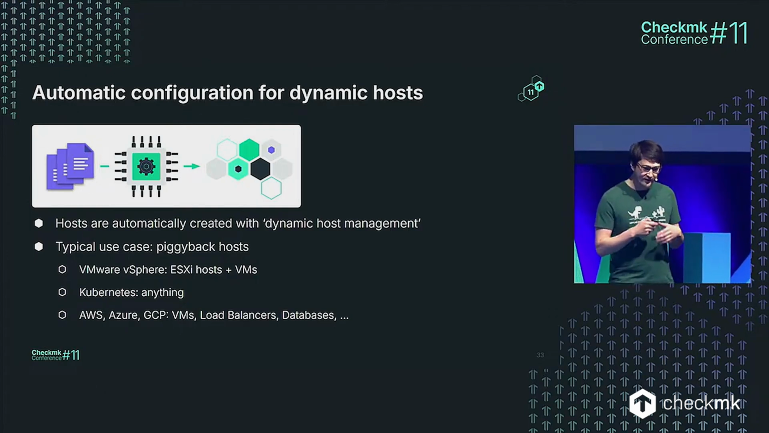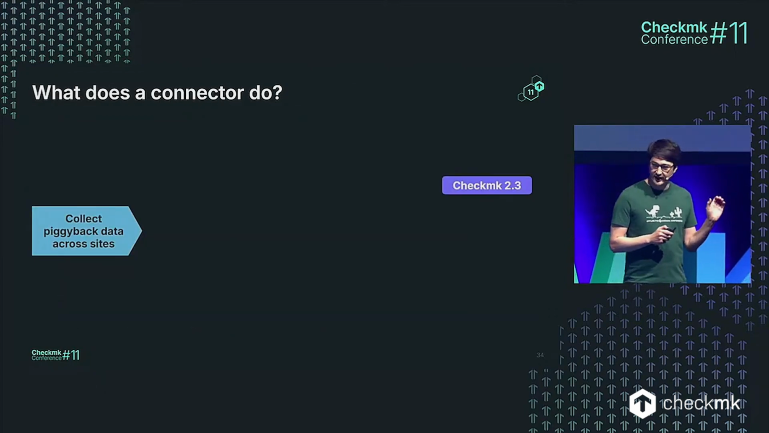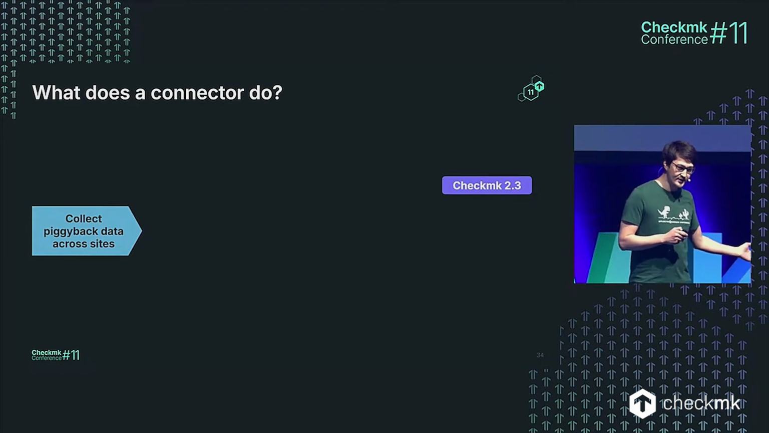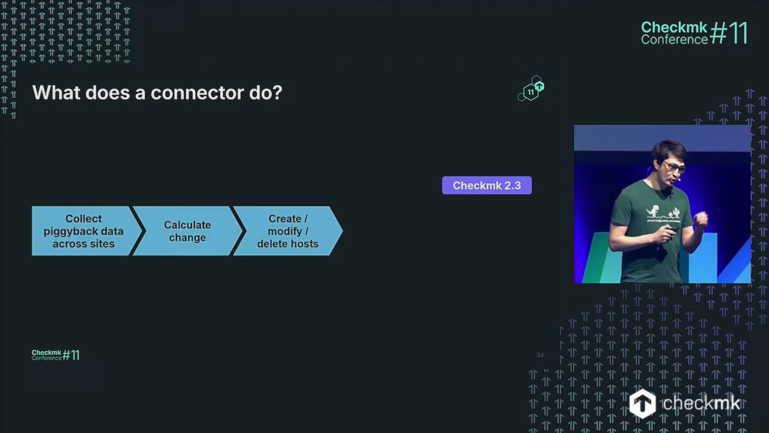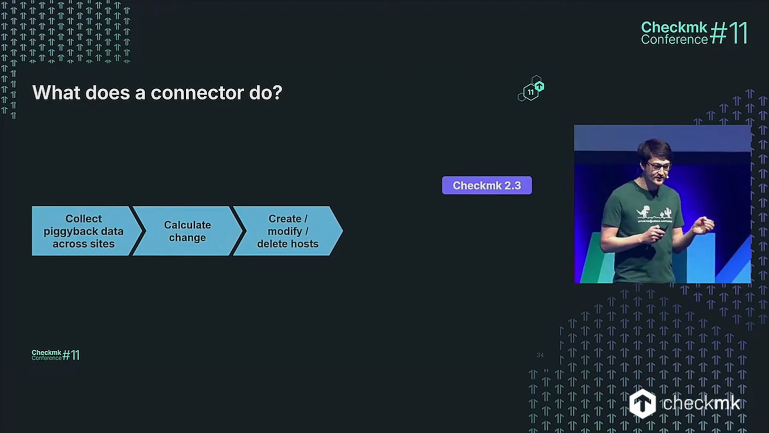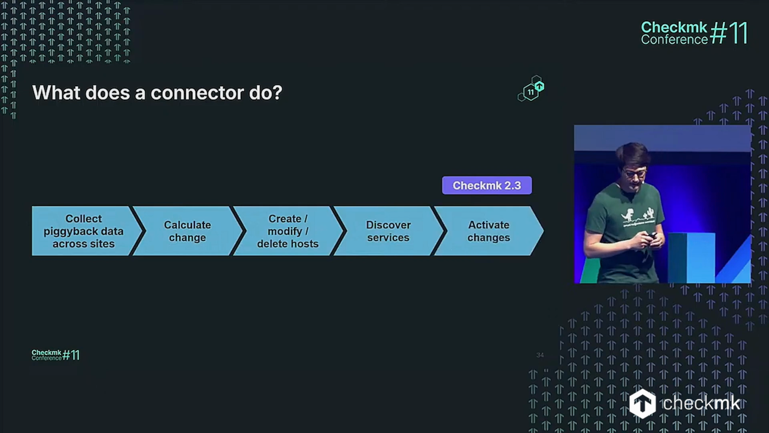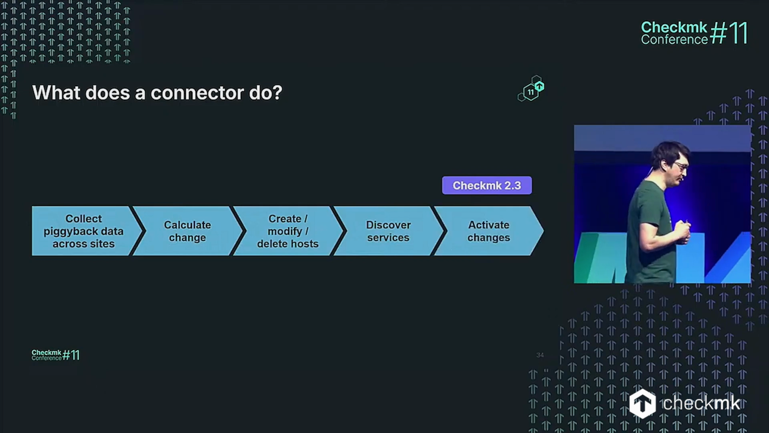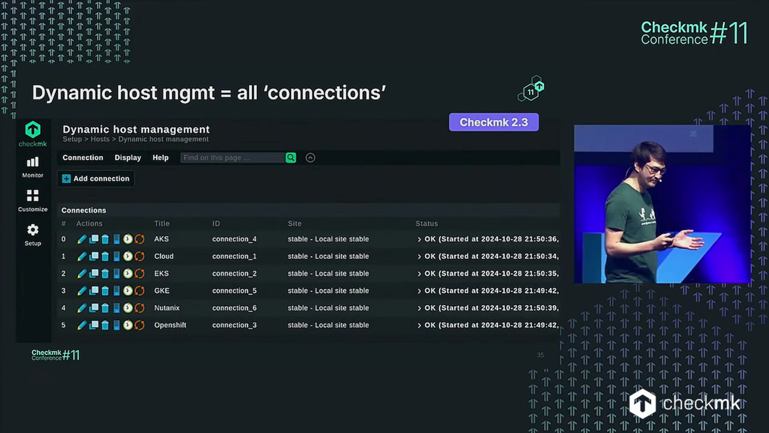And so what do we do? What does the dynamic host management do? It consists of connectors, and each connector starts with collecting piggyback data across sites, then calculating the changes, creating, modifying, deleting hosts, a service discovery, and in the end, activate changes. And in 2.3, the dynamic host management was a sum of all connectors.